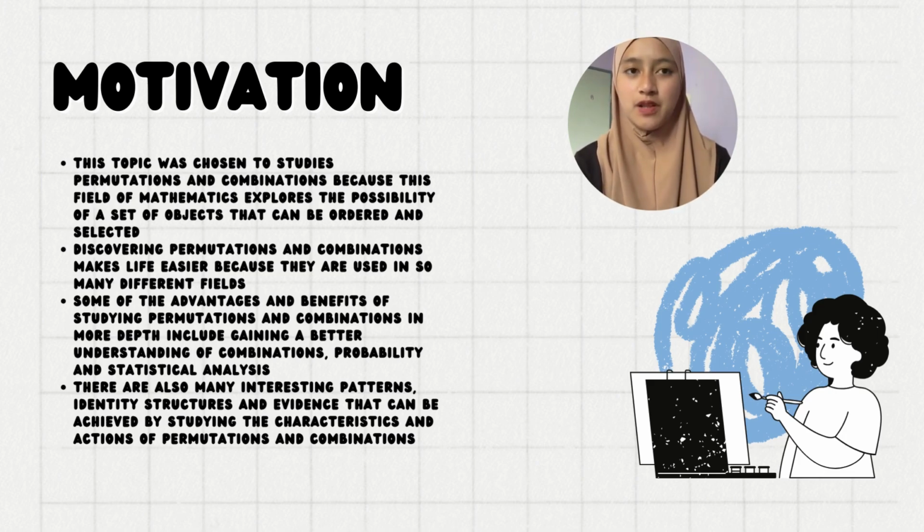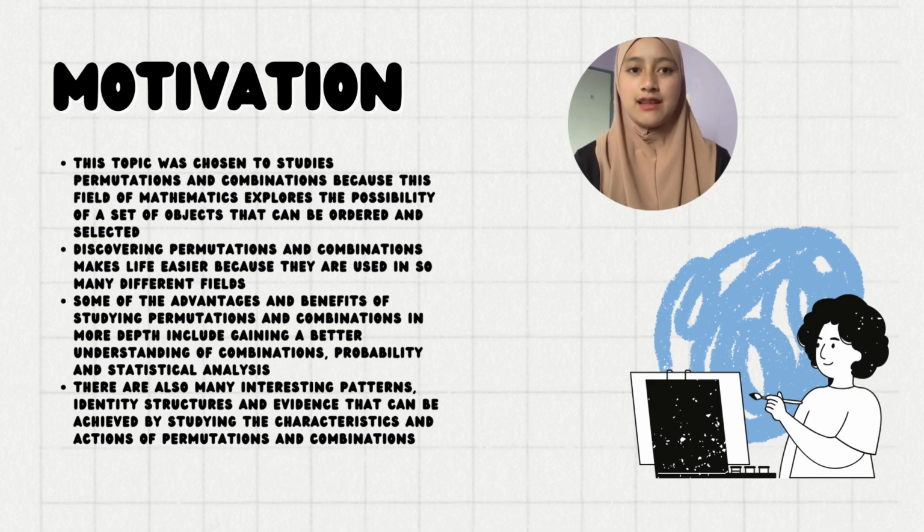mathematics that explores the possibility of sets of objects that can be ordered and selected. Besides that, discovering permutation and combination makes life easier because they are used in so many different fields. Some of the advantages and benefits of studying permutation and combination in more depth include gaining a better understanding of combination, probability, and statistical analysis.